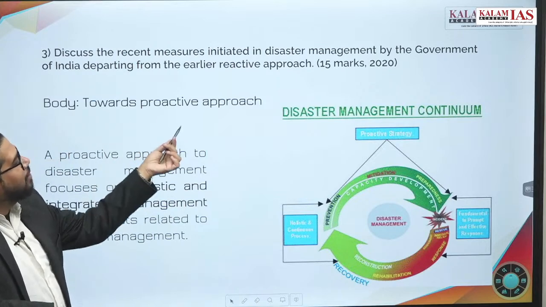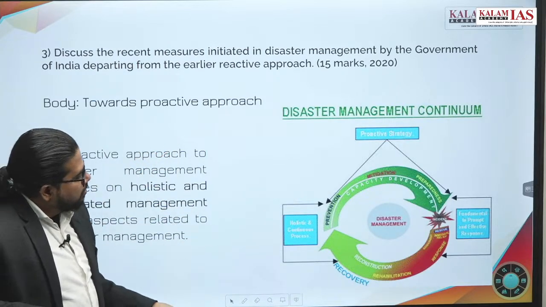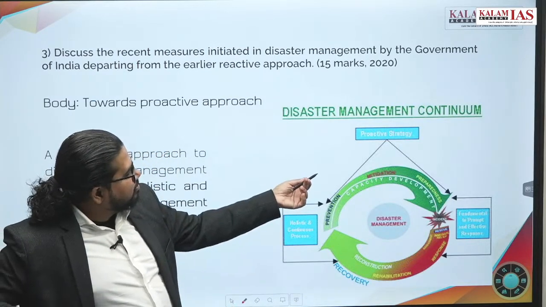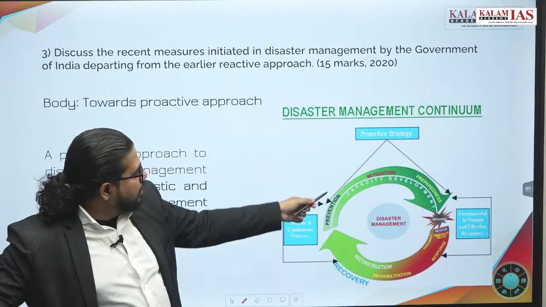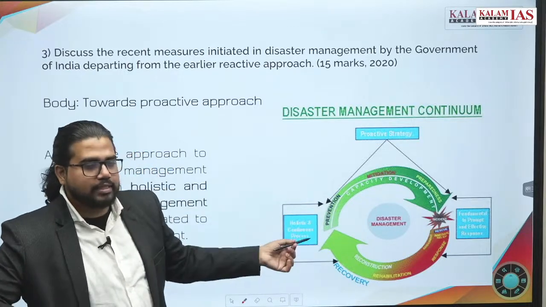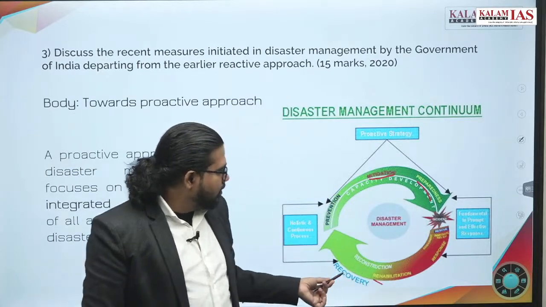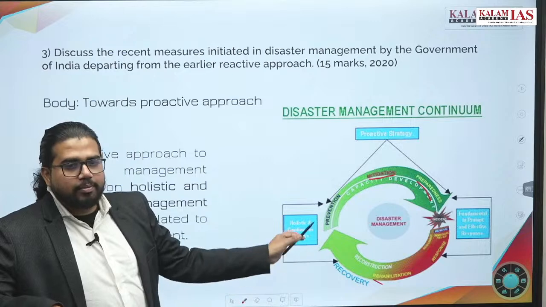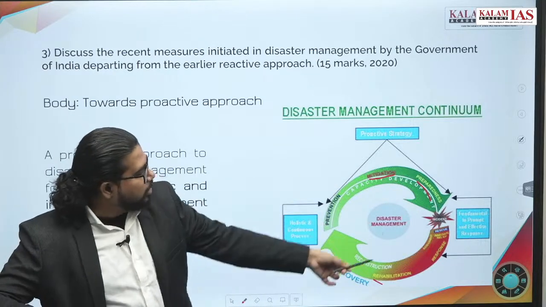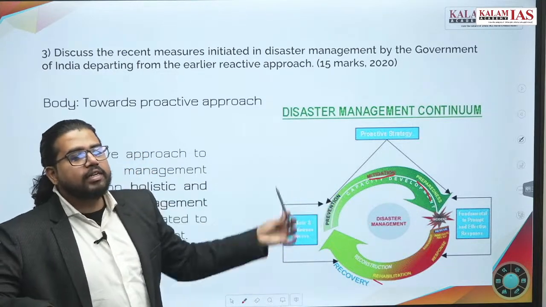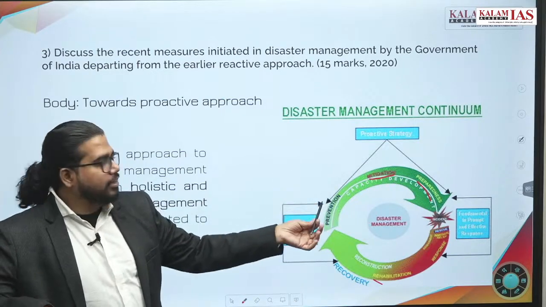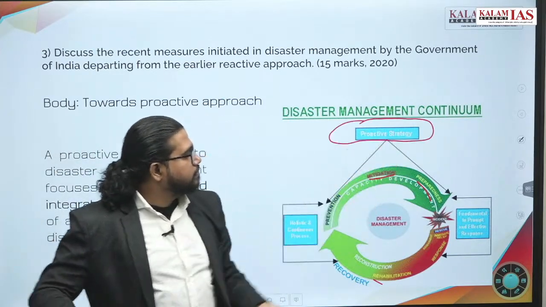We are writing something about the proactive approach. So you can give some diagram. This is the proactive approach. It will take into consideration all these aspects. There will be mitigation, there will be preparedness, there will be response, rehabilitation, recovery. All of this will be there. The whole complete holistic take, all integrated into one aspect, then we call it a proactive strategy.